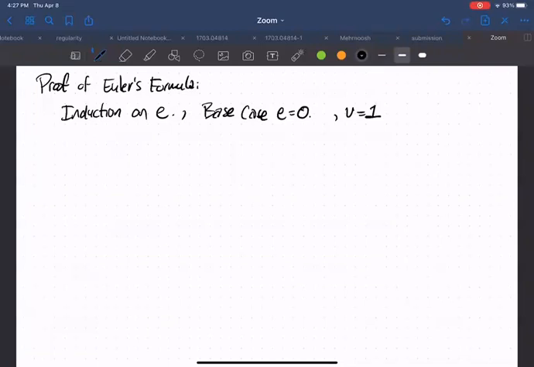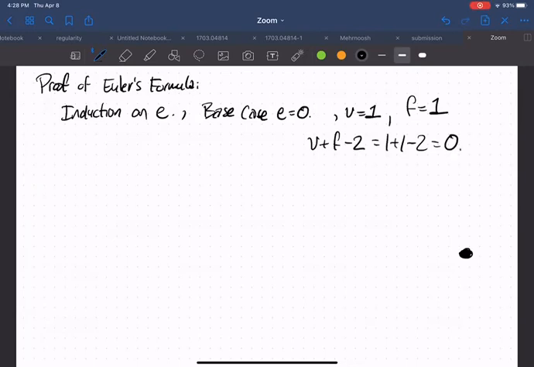And the number of faces, so this is what our graph looks like. It has 1 vertex. I cut a little tiny hole in that thing, and how many pieces of paper am I left with when I do that? I'm left with 1 piece, the original outer face. So the number of faces is equal to 1. And we can check that V plus F minus 2 is equal to 1 plus 1 minus 2. That's equal to 0, and that is indeed equal to the number of edges in our graph. Okay. So the base case checks out.